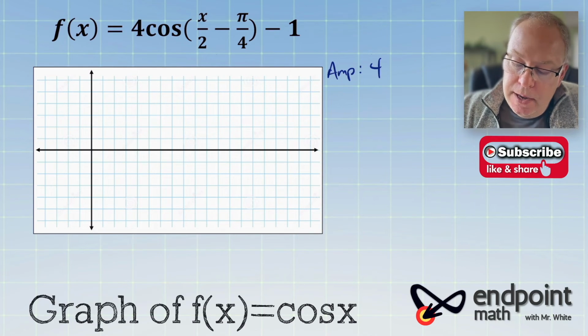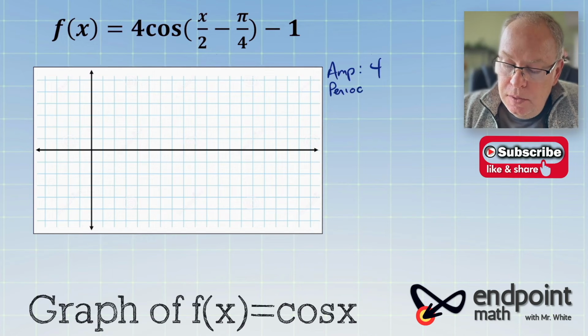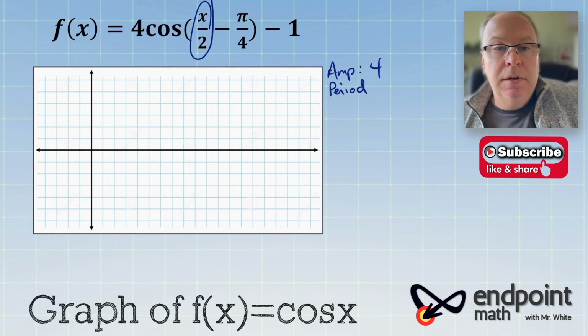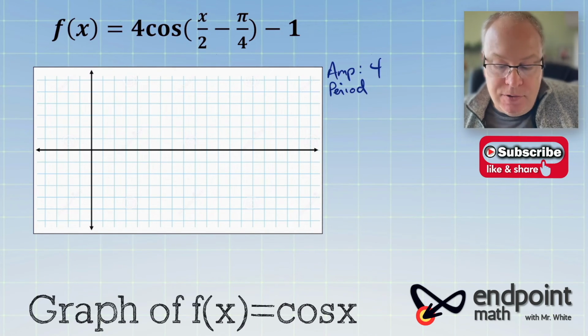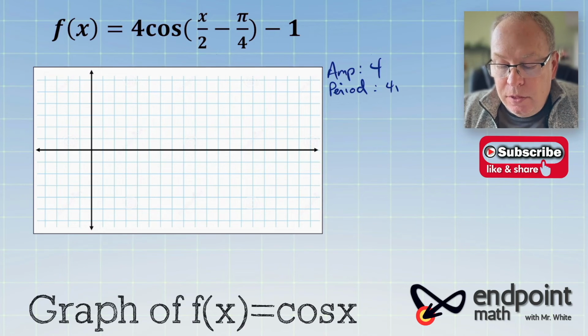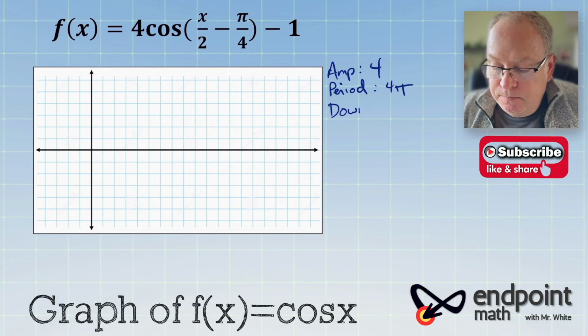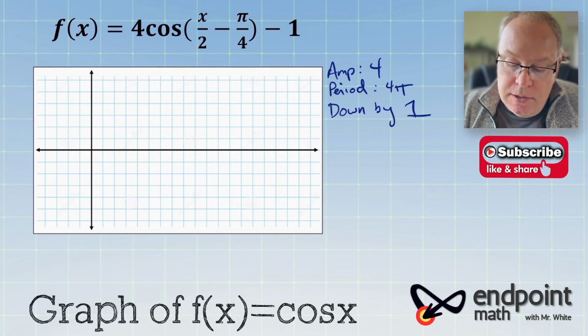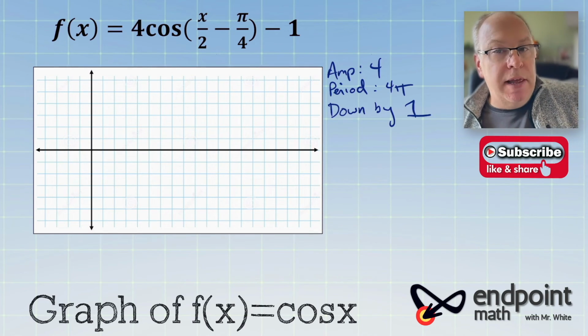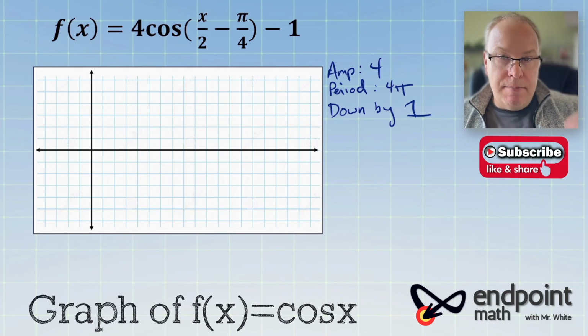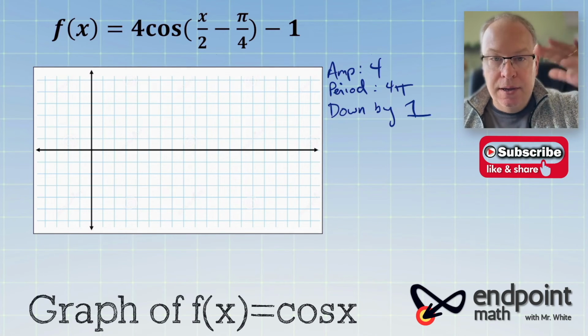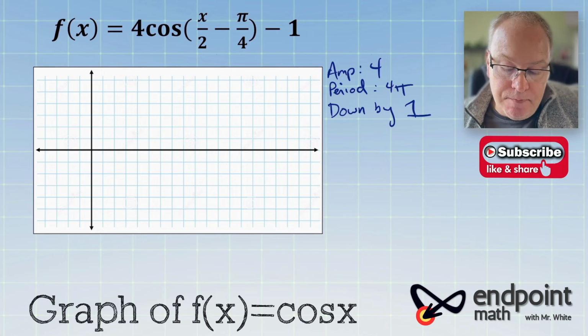The period, this one has that half. Remember what that was then? It's half as fast. So this ends up being 4 pi if you work it through. Now, this is down by 1 again because of this here. No reflection this time, so we're going to start up high at 4 this time, actually at 3, but we'll get there in a second.